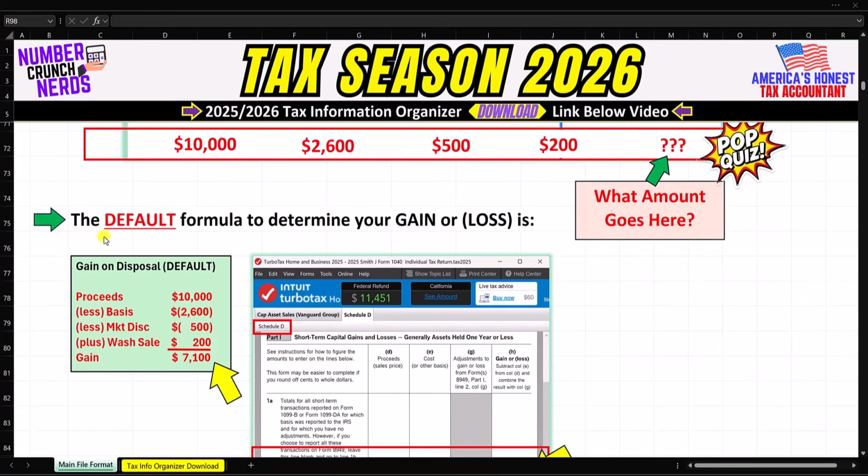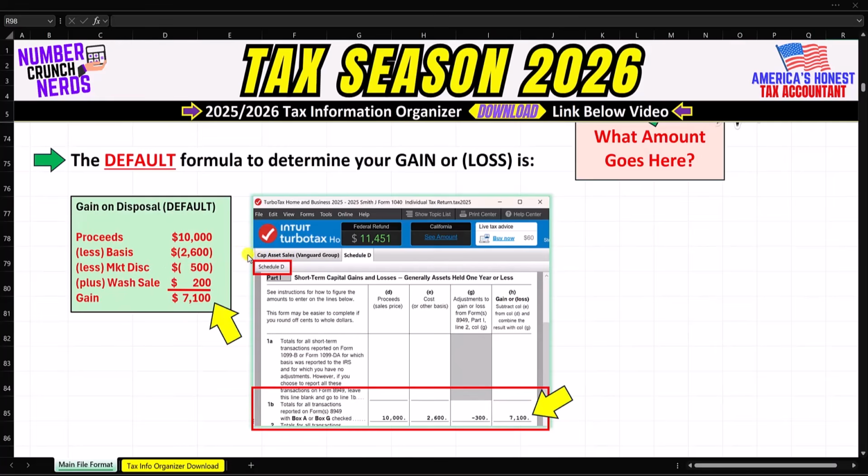Okay, right here, the default formula to determine your gain or loss is as follows. We start with the gross proceeds, in this case $10,000. We subtract off the basis, in this case $2,600. We subtract off the market discount, in this case $500. We add back the amount of the wash sale, in this case $200. And the result of that calculation is the capital gain, in this case $7,100. So that is what I would expect to see right here on Schedule D.